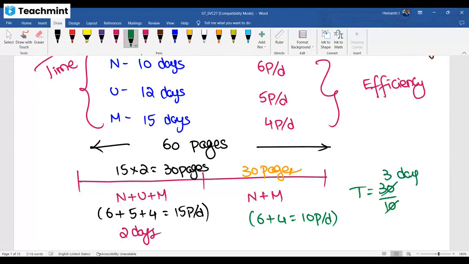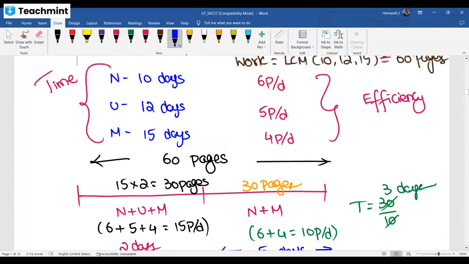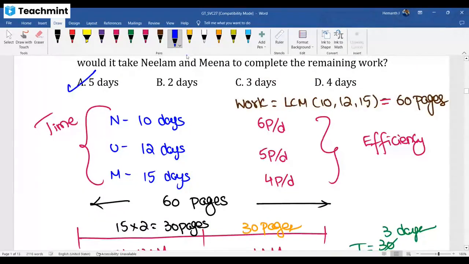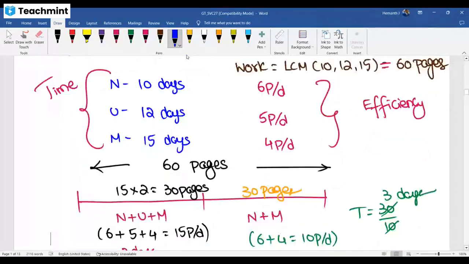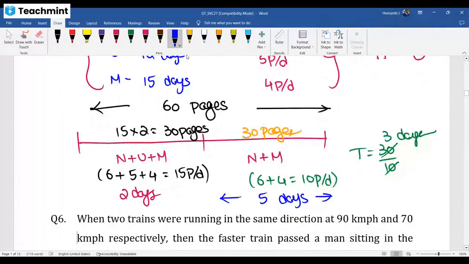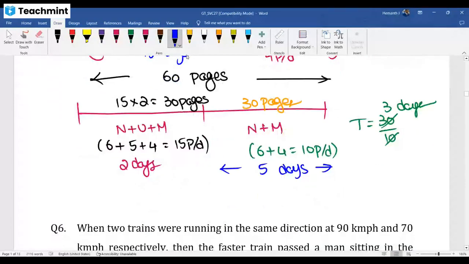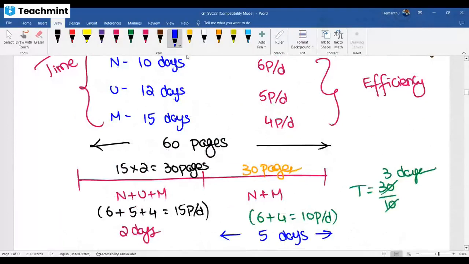The question they are asking, total time taken is 2 plus 3, 5, but they ask the remaining time taken. What's the time taken to complete the remaining work? Remaining work is 30 pages. To complete that, it required 3 days. So option A. 5 days would be the answer if they ask for total time taken. They are asking only the remaining time taken, so it's nothing but 3 days. So guys, are you understanding this question? Check once. Any doubts, please let me know. Whether they are asking about the remaining work or the total work, you have to understand and check.